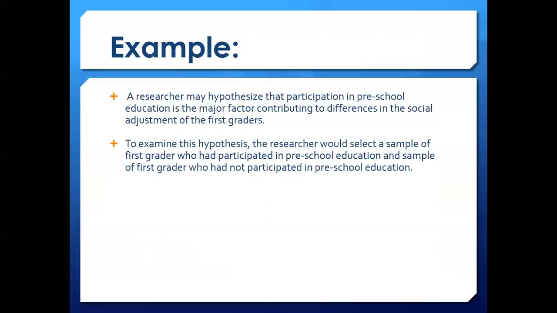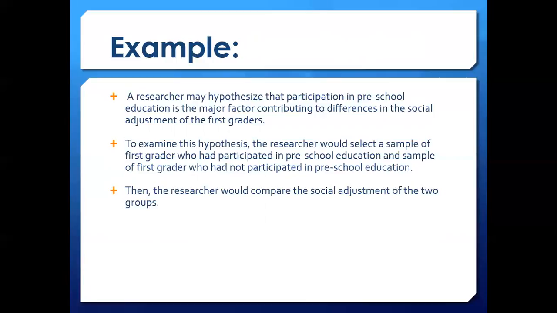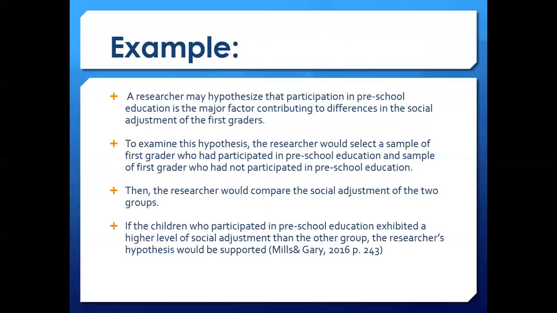Again, these groups are predetermined. It is not an experimental study. The researcher isn't saying this group will go to preschool, this group won't go to preschool. These are groups that have already participated. So we're looking back, or they have already not participated. Then the researcher compares the social adjustment of the 2 groups. Remember, these groups are predetermined. If the children who participated in preschool education exhibited a higher level of social adjustment than the other group, the researcher's hypothesis would be supported.